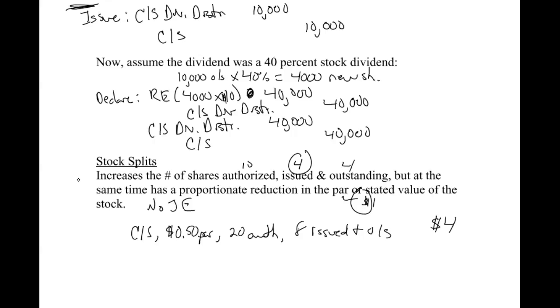If you get that on a bigger problem on the test, and the problem is asking for journal entries, just put no journal entry required, because sometimes they may be trying to trick you and see if you're going to write out some sort of journal entry. If it's just a straight up stock split, there's no journal entry required. So this gets us through stock dividends and stock splits.